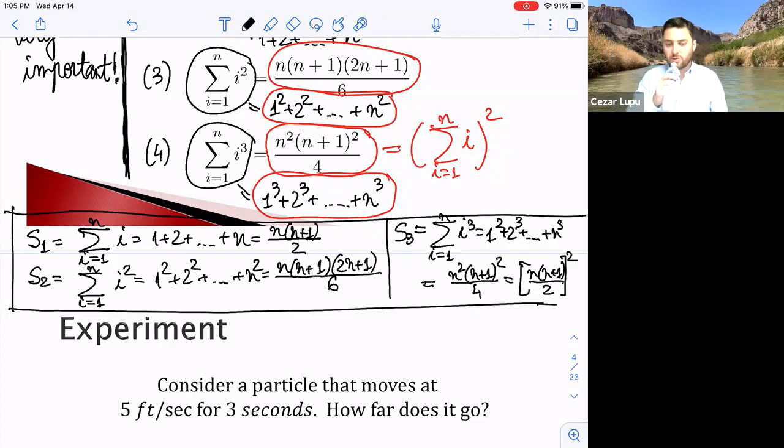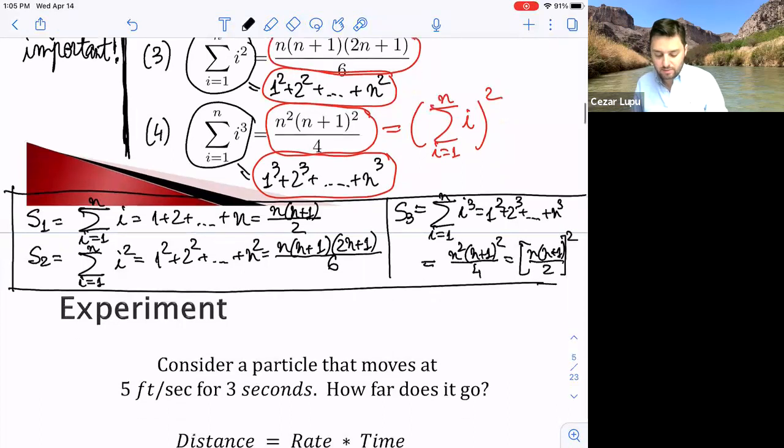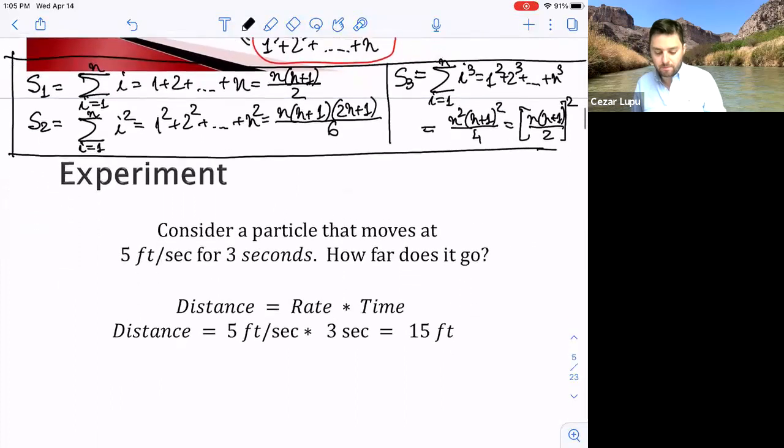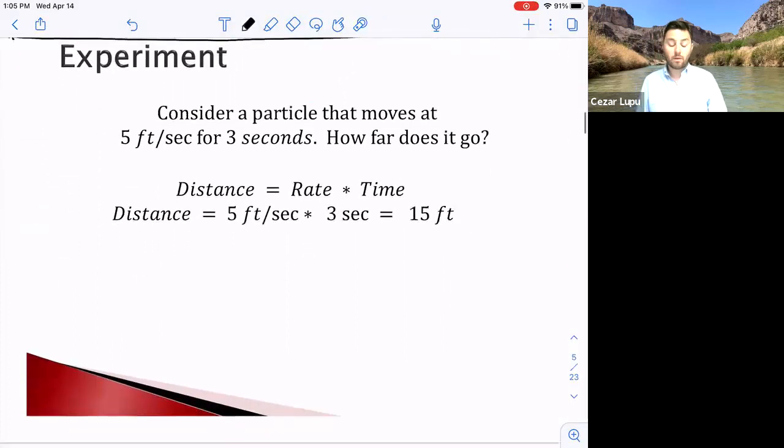15, right? How did you do it? Why is it 15? Exactly. So in other words, the distance is the rate times the time. The rate is 5 feet per second times the time, which is 3 seconds, so it's 15 feet. Great.